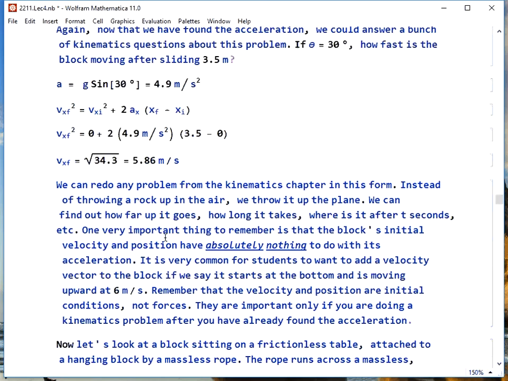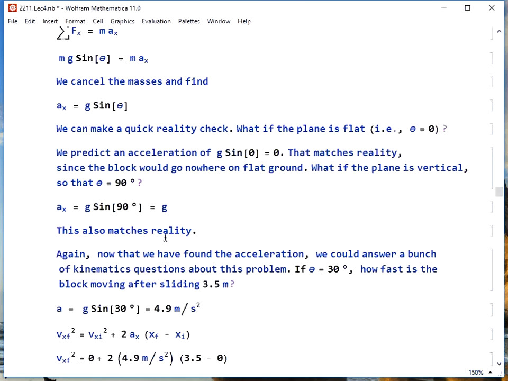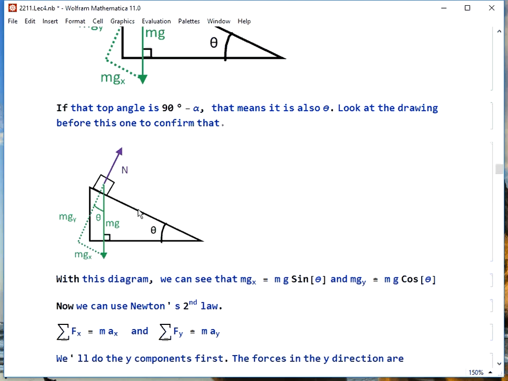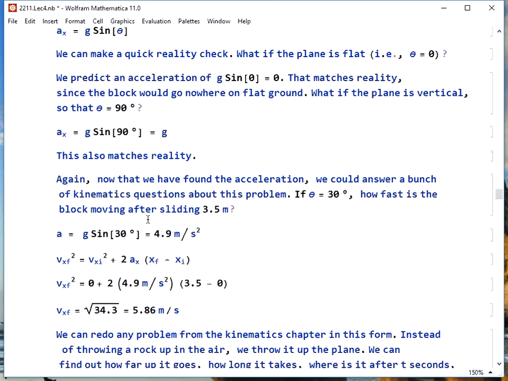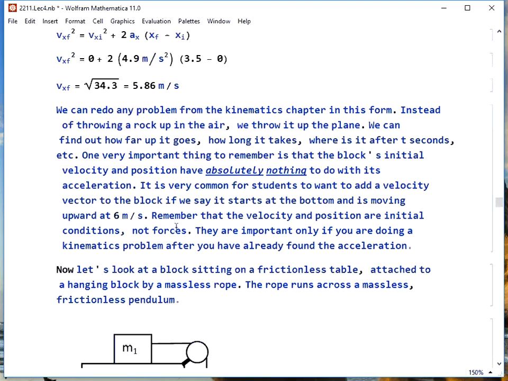And it's very common for students, if they hear about a problem like that, to want to put a velocity vector somewhere in here. But this vector diagram, this free body diagram, is for forces only. Velocity is an initial condition, and we don't care about that until we've already solved the F equals ma problem.